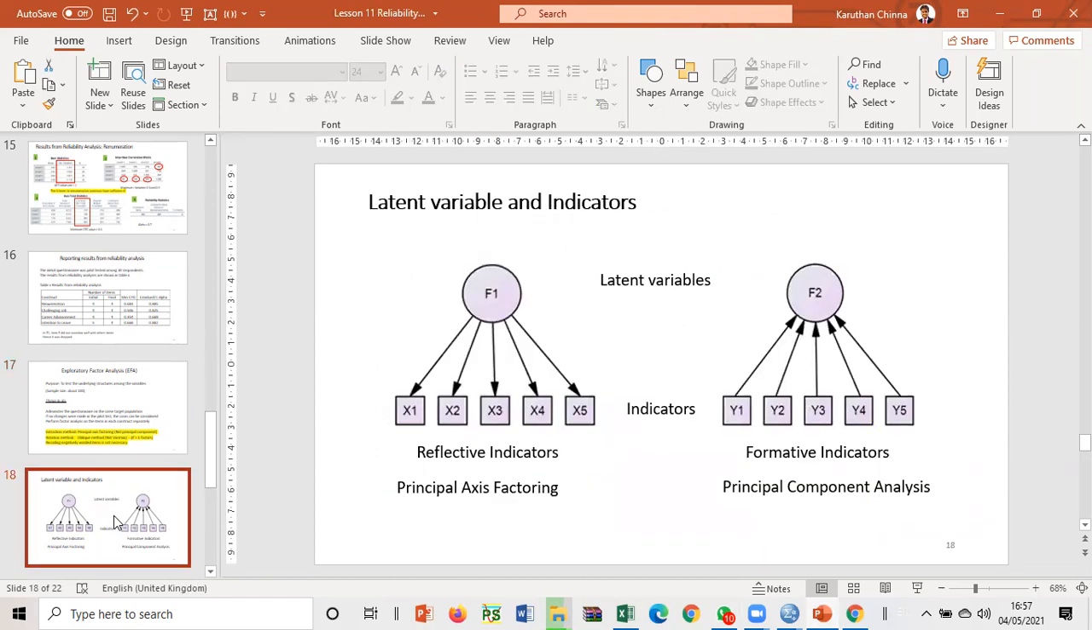Right, before that, let's look at this now. What's the basic difference between these two graphs, these charts? The direction of the arrows. Circles are latent. The boxes are indicators, the observed variables. For example, in a questionnaire, this is question number 1, 2, 3, and so on. Suppose this is from my questionnaire.